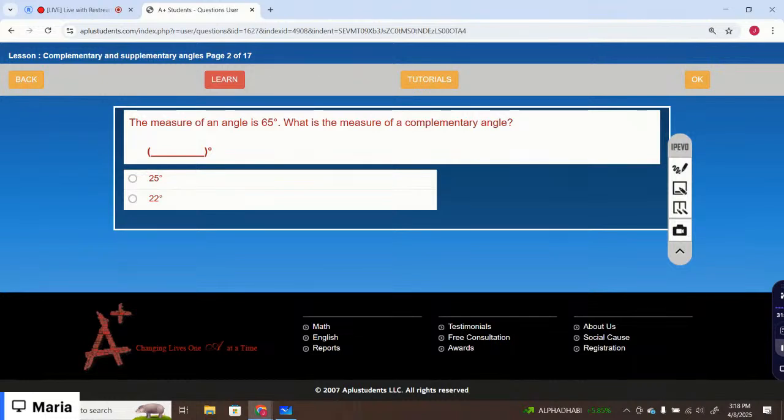The measure of an angle is 65 degrees. What is the measure of a complementary angle? Option number 1 is the correct option, that is 25 degrees.